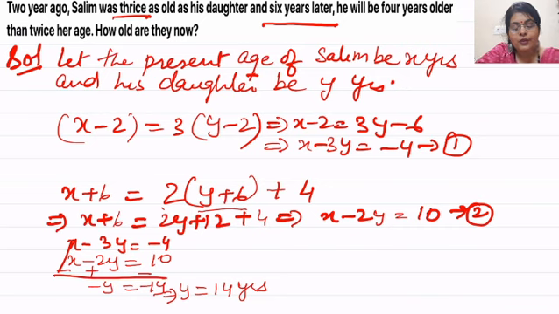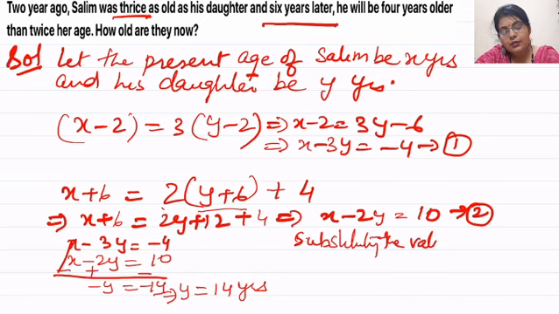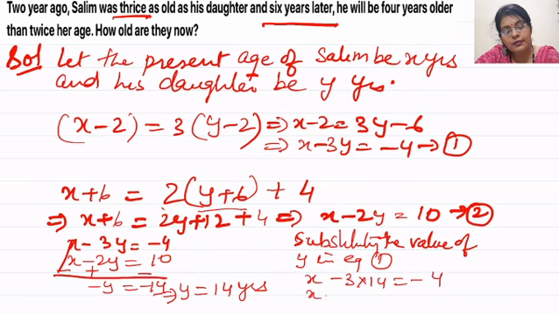We have got the value of y. Now we will substitute to get the value of x. Substituting the value of y in equation 1. So x minus 3 into 14 is equal to minus 4. X minus 42 is equal to minus 4. X is equal to 42 minus 4, so 38.